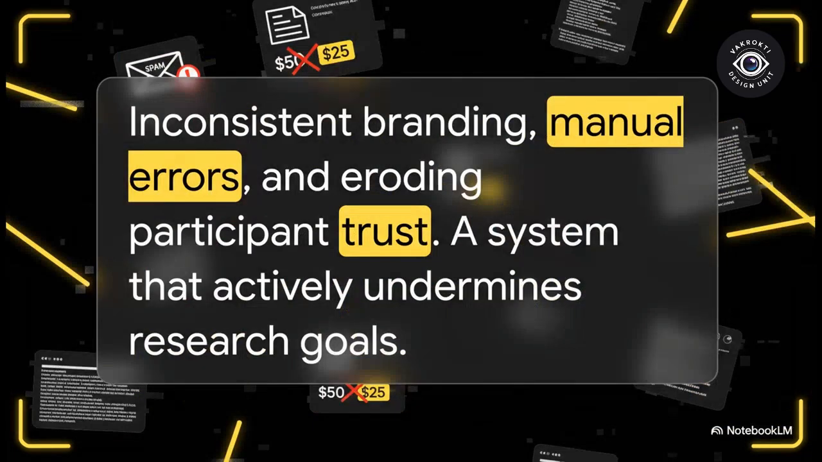So what does this digital duct tape actually look like in the real world? Oh, you know what I'm talking about. It's those recruitment emails with no logo that look 100% like spam. It's the copy-paste errors that promise the wrong incentive amount. It's those consent forms that are buried in so much jargon you'd need a lawyer to translate them. Each little piece of tape might feel like a quick fix, but when you put them all together, you get a system that's actively pushing away the very people you need to connect with, your participants.